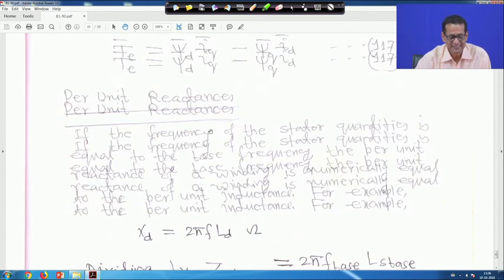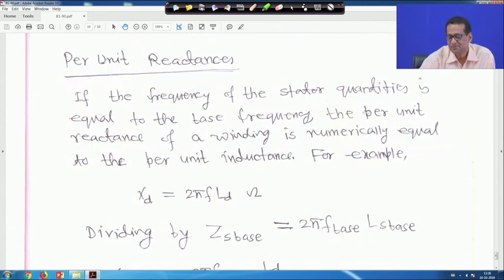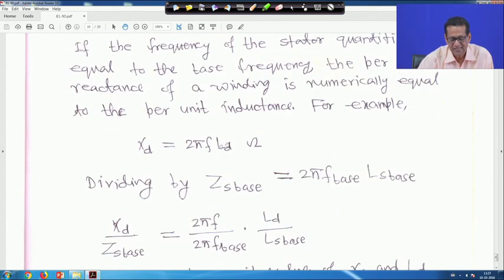Now per unit reactances. If the frequency of the stator quantities is equal to the base frequency, the per unit reactance of a winding is numerically equal to the per unit inductance. Sometimes in the numericals we are told per unit reactance, and it can be taken as per unit inductance also. For example, XD is equal to 2 pi f LD ohm, and we divide by ZS base, because ZS base is my impedance base, and that is nothing but 2 pi f base into LS base.